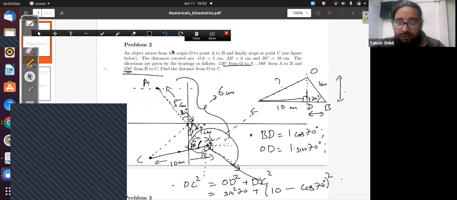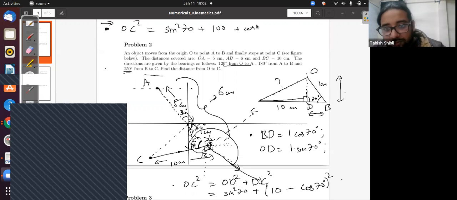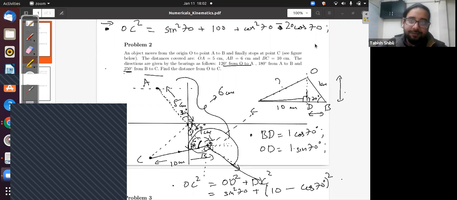So, okay, I'm going to write it on the top now. So what is OC square? Well, this is just sine square 70 plus 10 square, which is nothing but 100 plus cos square 70 minus 2 times cos 70 times 10, that is, 20 times cos 70.